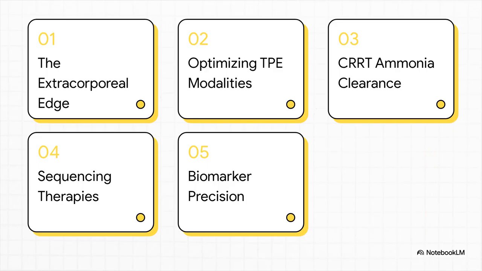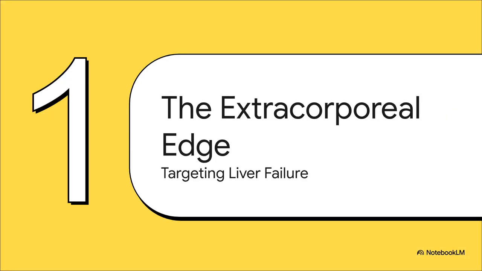Here's a quick look at our clinical roadmap for today. We'll cover the extracorporeal tightrope, optimizing TPE modalities, CRRT and ammonia clearance, sequencing these therapies, and finally, biomarker-guided precision. All right, let's jump right into Section 1, the extracorporeal tightrope.